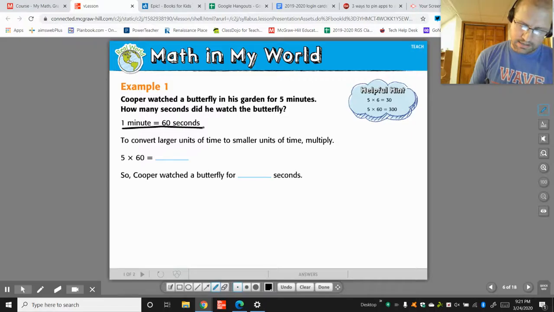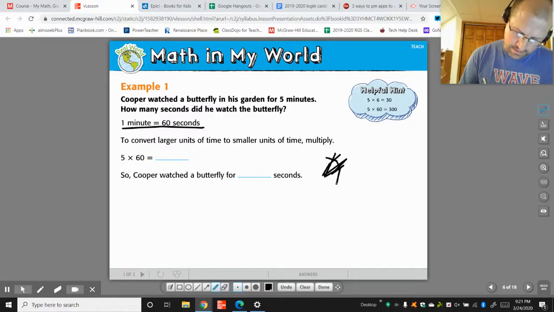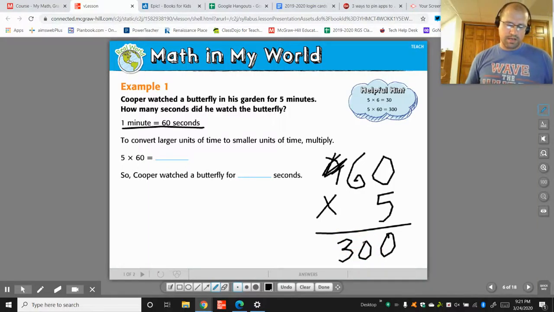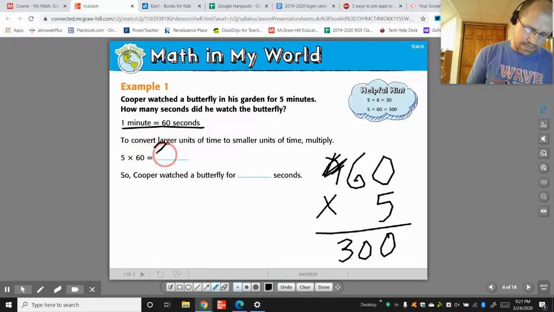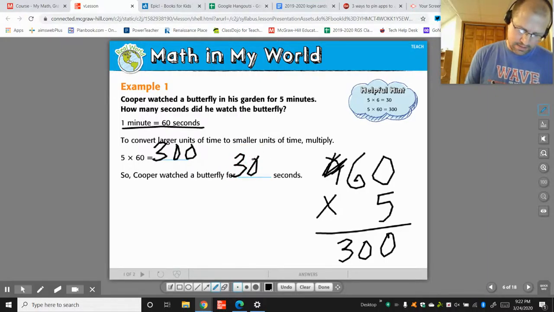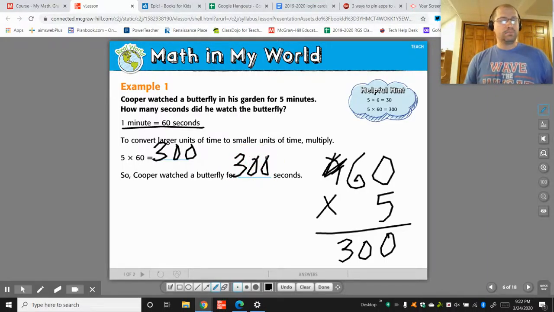Thank you for writing this down, guys. This is where we take our notes. 60 times 5. 5 times 0 is always and forever will be 0. 5 times 6 is 30. So we write that down. That's the last number to multiply. So that means it's going to take him 300 seconds, and that means they're equal. So Cooper watched the butterfly for 300 seconds. That's pretty impressive, Cooper.